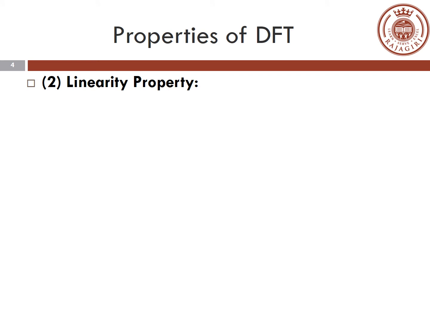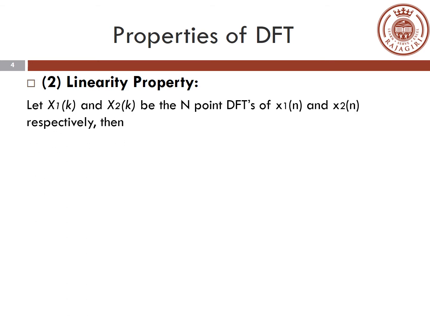The second property is the linearity property. Now, most of these properties should be familiar to you because you have already completed your signals and systems course. Anyway, moving on, linearity property tells you that if you have two sequences x1 of n and x2 of n, and their corresponding N-point DFTs are X1 of k and X2 of k, then if you have a new signal which is a linear combination of these two signals, a x1 of n plus b x2 of n, then their DFT is going to be a X1 of k plus b X2 of k.